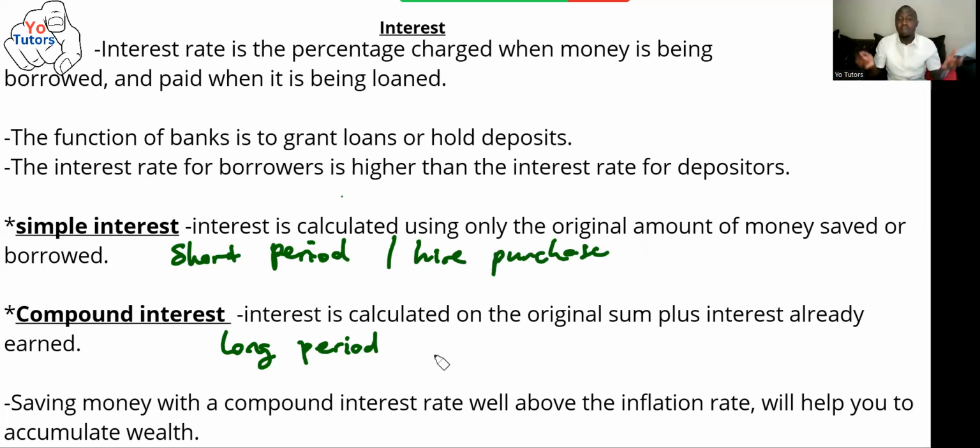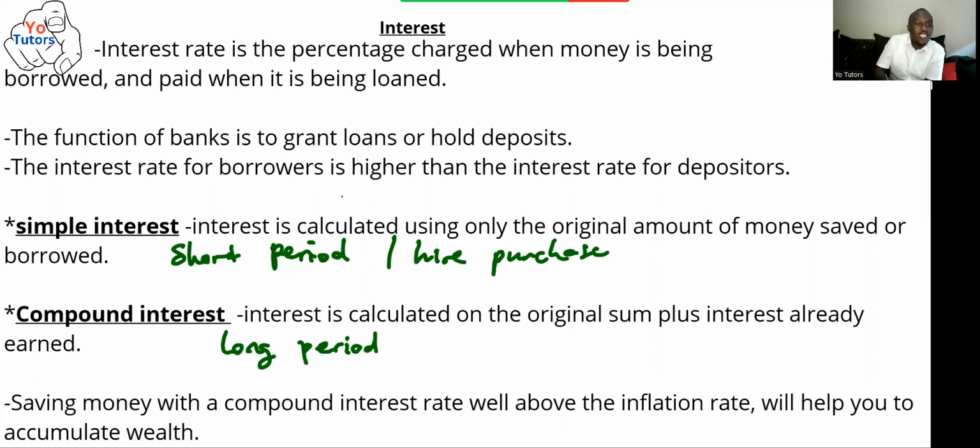Maybe you take your fridge or couches from furniture shops. You can buy them on hire purchase, where you pay a certain monthly fee to cover that. Simple interest is calculated using only the original amount. You charge on the original amount, and that's why it's simple interest. Simple interest remains the same, it doesn't change. But compound interest changes over time.